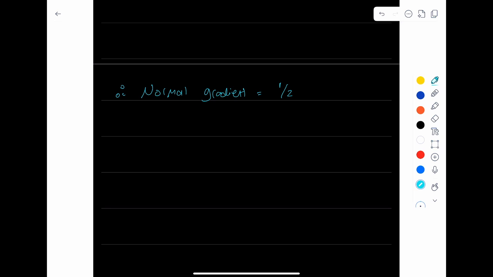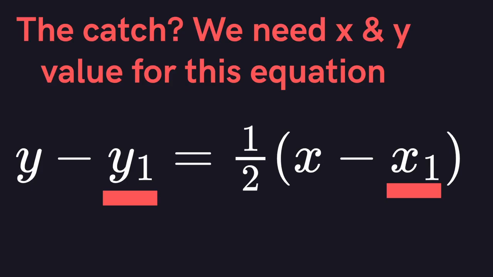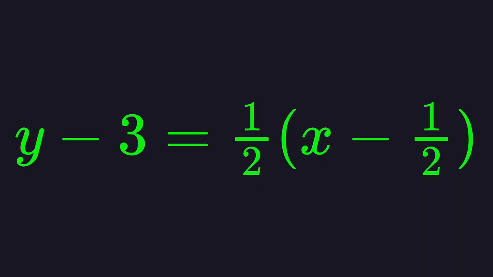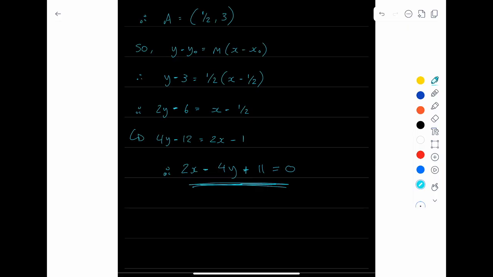Cool. But now there's another catch. We need a point. And so at x equals a half, y is equal to 3. So therefore A is equal to (a half, 3). From here, we can simply see that the equation of our line must be y minus 3 is equal to a half (x minus a half). Cleaning this up, we get 2x minus 4y plus 11 is equal to 0. That's the normal.